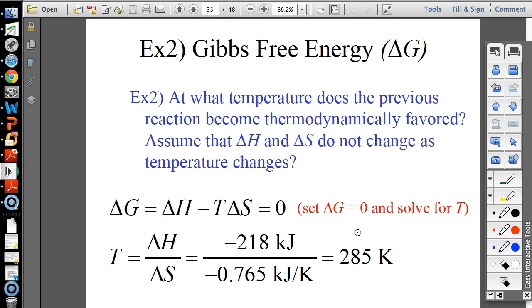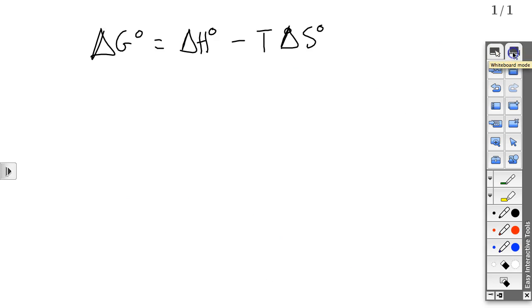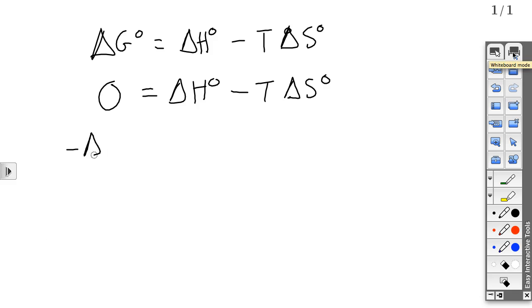So if you set Gibbs free energy to 0, you can work from there. Since I'm solving for temperature and it's getting multiplied, I'm going to subtract my enthalpy value over here. It's a really long minus sign, just in case you can't see it in the back. I'm just kidding. So now I can divide both sides by my entropy.